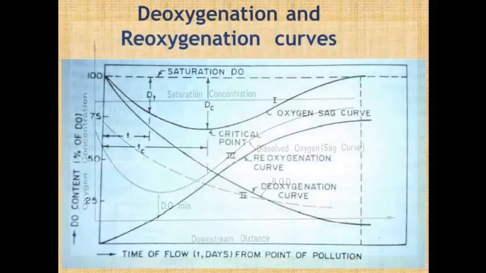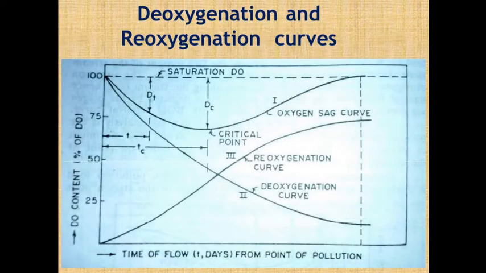Okay, so this is the oxygen sag curve, where the DO oxygen content in percentage of DO is plotted against the time of flow, that is time in days, and distance from the point of pollution. So this is the combination of both curves. Curve number 1 indicates the oxygen sag curve, curve number 2 indicates the deoxygenation curve, and curve number 3 is the indication of the reoxygenation curve. So the combination of the deoxygenation curve and the reoxygenation curve is nothing but the oxygen sag curve.